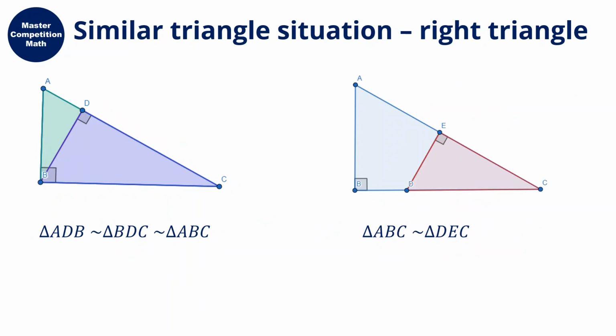Another situation is right triangles. For example, we have triangle ABC and we draw a height perpendicular. You will have two smaller triangles and the original big triangle. Those three triangles are similar to each other. Another situation is from a random point D, you draw a perpendicular. You will have the newly formed triangle CDE similar to the original one, ABC.